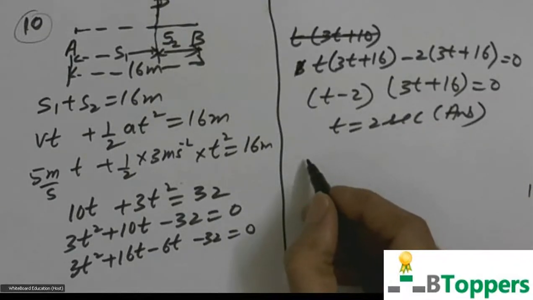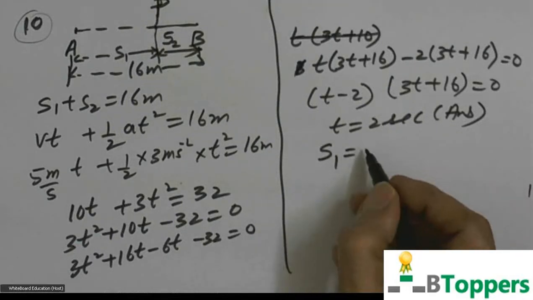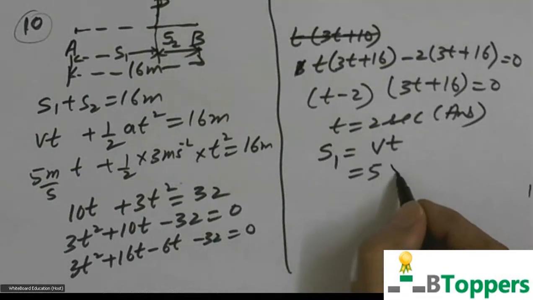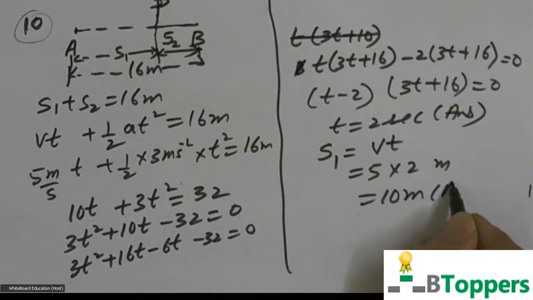To find the distance from the initial position at which the two particles meet, you can find s1 as v into t. That means the two particles meet each other after 2 seconds at a distance of 10 meters from the initial position of the first particle. If you want to copy the solution of the problem, you can take a pause and copy the solution of this problem.